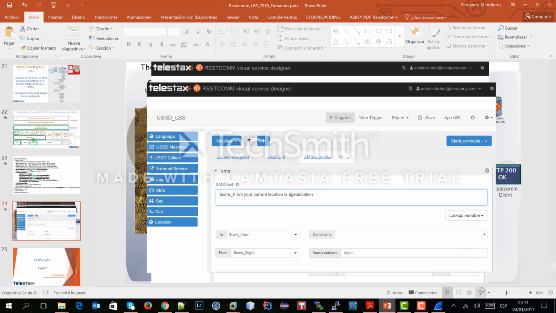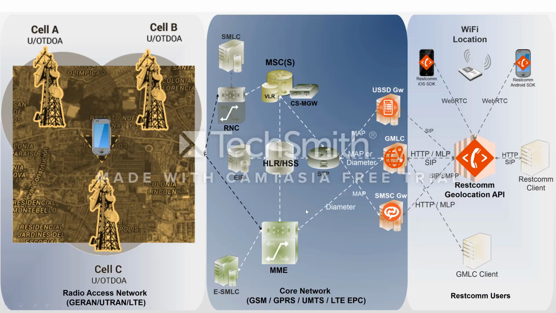And let's see a brief demo of Restcomm Geolocation API working with the GMLC, but also with Restcomm Visual Designer and Restcomm Geolocation RCML, Restcomm Markup Language, triggering location service, actually triggered from a USSD RVD project.